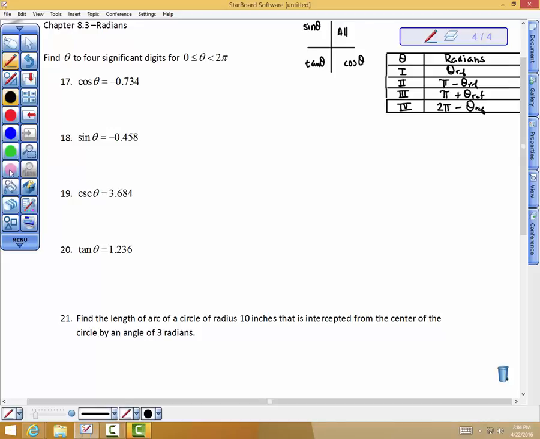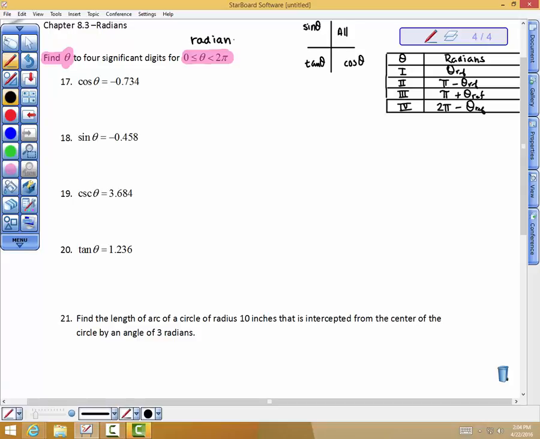Okay, we want to find theta. We want to find the size of an angle. But that angle now is no longer between 0 and 360 degrees. It's between 0 and 2 pi radians. So this statement right here says to you, look in all four quadrants, but I want you to put your calculator in the radian mode to do these.